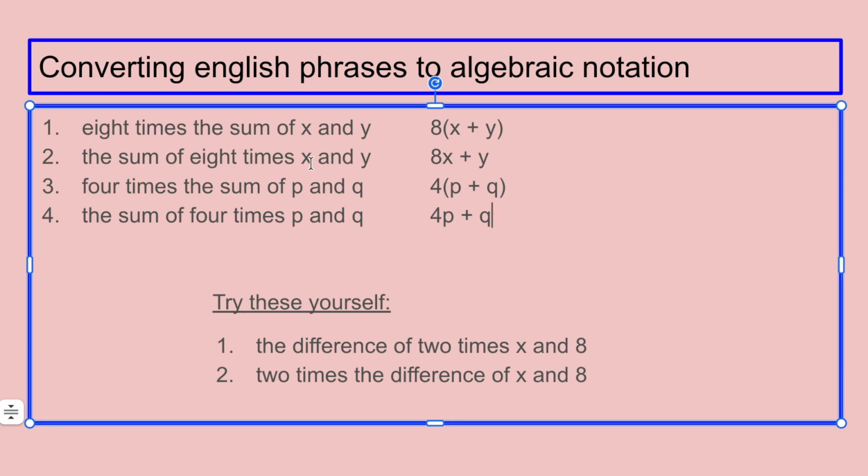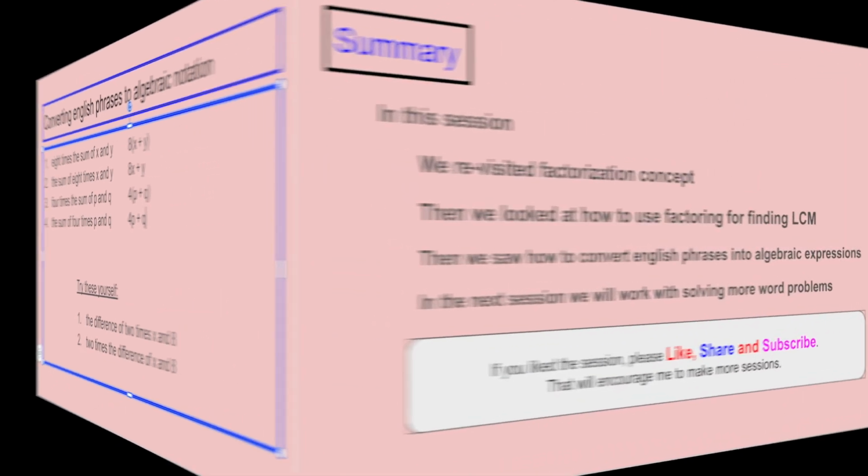Everything I say, even the examples, don't see the answers, try out yourself and then do the exercises. I didn't want to give the answers here because if I give the answers, that's all we need to do in these things. So try to convert these into algebraic expressions: the difference of 2 times x and 8, and 2 times the difference of x and 8.